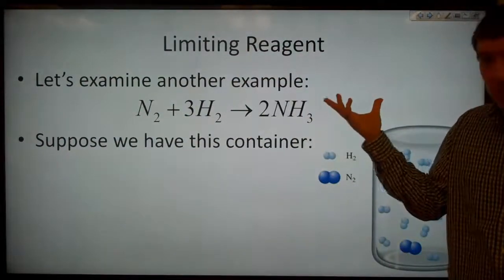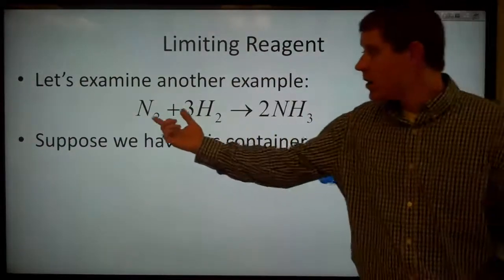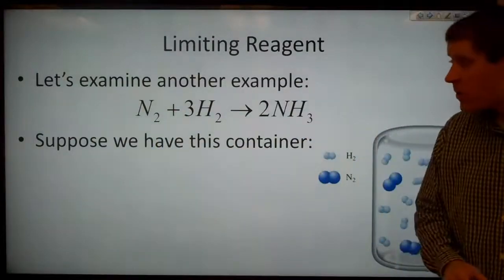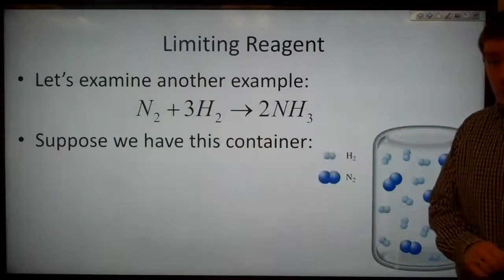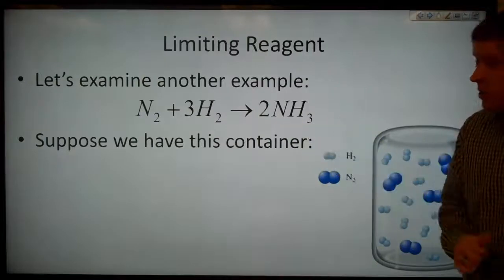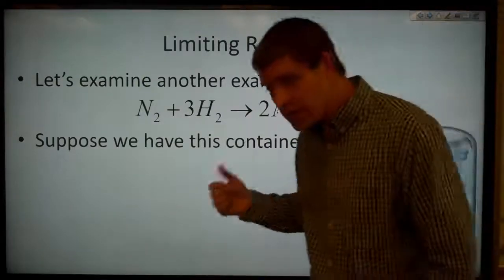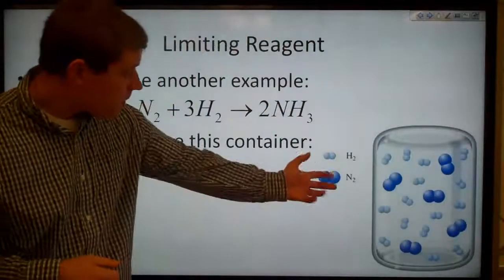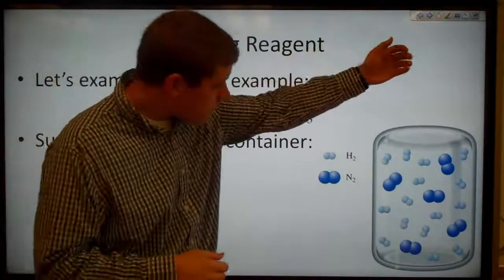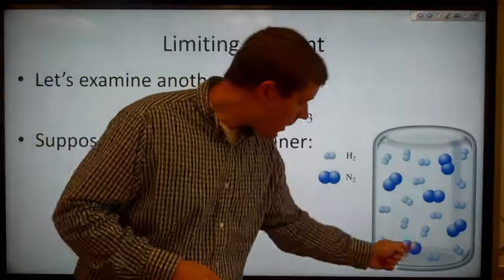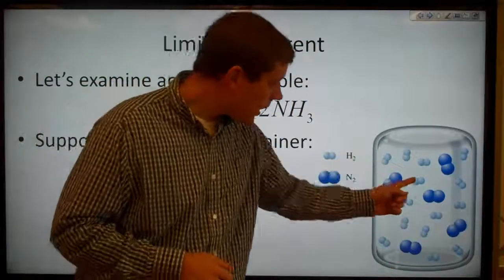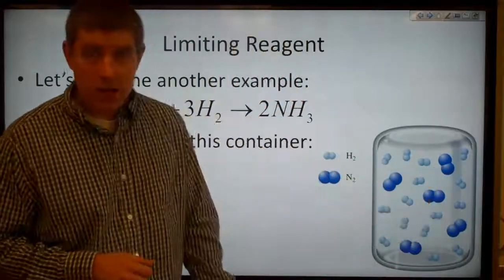So let's look at another example, a chemistry one. Here we have a molecule of nitrogen reacting with 3 molecules of hydrogen to give us 2 molecules of ammonia, NH3. Suppose we have this container over here. We've got some big molecules, those are the N2 molecules, and we've got some little molecules, those are the hydrogen molecules, the H2 molecules.